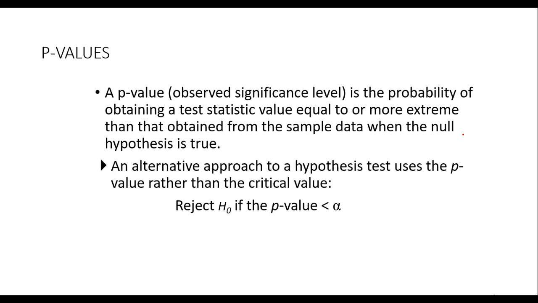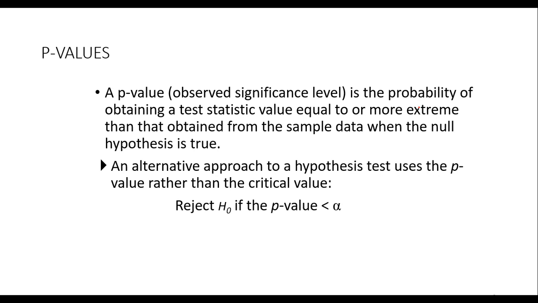So either we do the hypothesis testing using the critical value, where the critical value lies in the rejection area or not. The other way is we can do the hypothesis testing using the p-value. If the p-value is less than alpha, just as earlier when the critical value is in the rejection region, in a two-tail test or in a one-tail test, then the null hypothesis is rejected. In the p-value test, if the p-value is less than alpha, then you reject the null hypothesis.